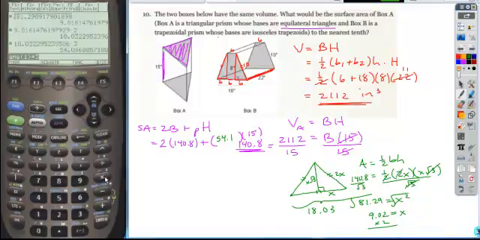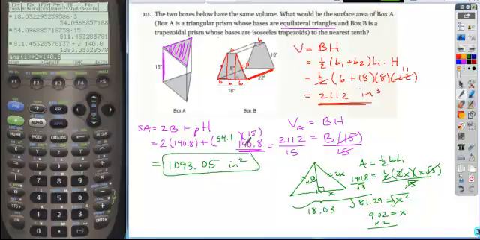Now if I multiply that by 15, and then add that to 2 times 140.8, that's going to give me my overall surface area of 1093.5. Again, the units would be square inches. It's an area, so it's 2 dimensions. Oh, it asks you to the nearest tenth, sorry. So 1093.1. Does that work better?